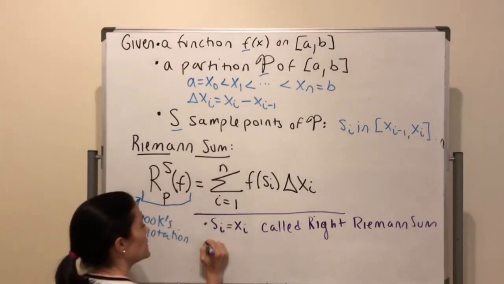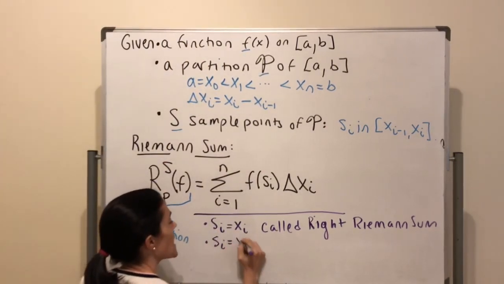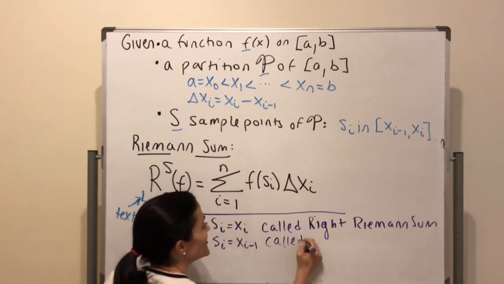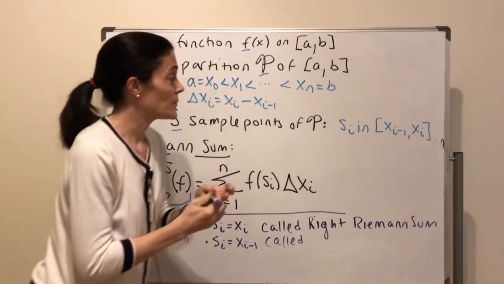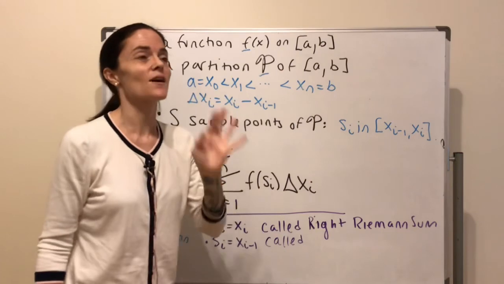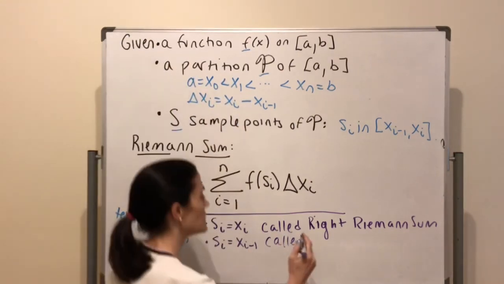Another one, you can take Si to be xi minus 1. Well, again, look at the subinterval. It says Si is the left endpoint, and this is called a left Riemann sum.